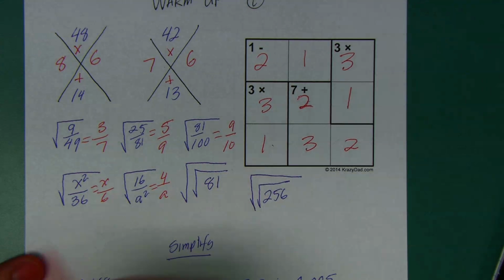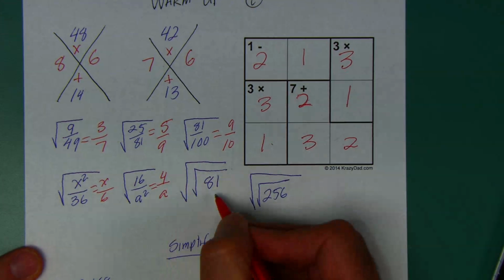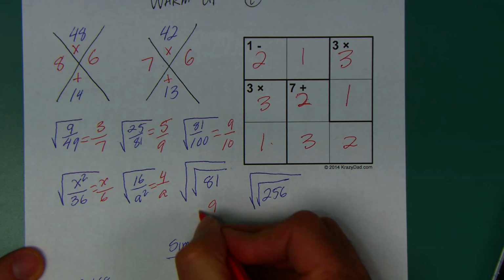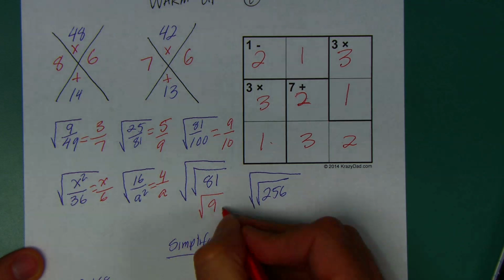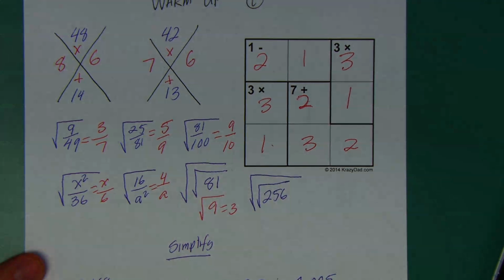Now this, I have a square root inside a square root. What's that supposed to mean? Well, let's work our way outside. What's the square root of 81? 9. What's the square root of 9? 3. So the square root of the square root of 81 is 3.